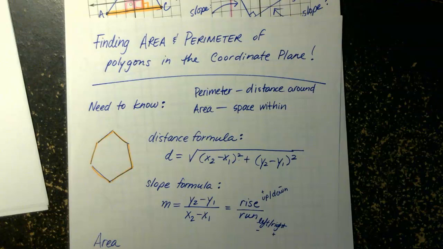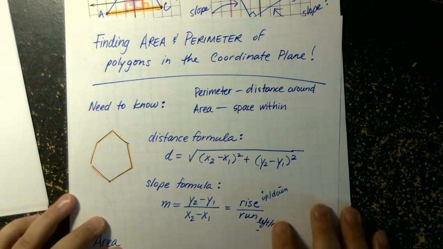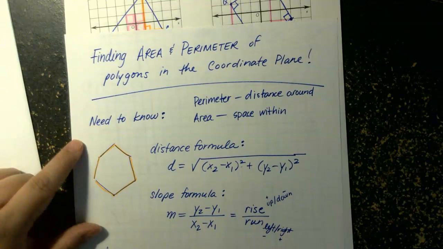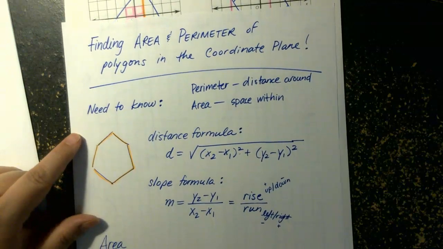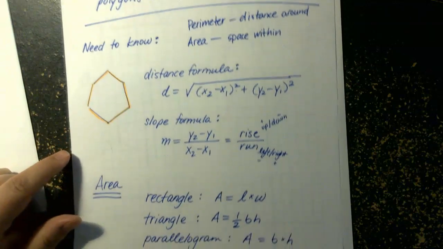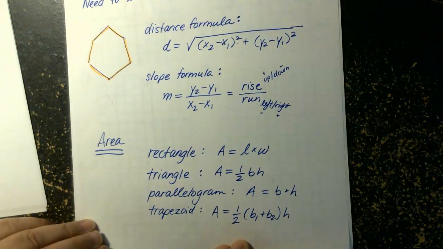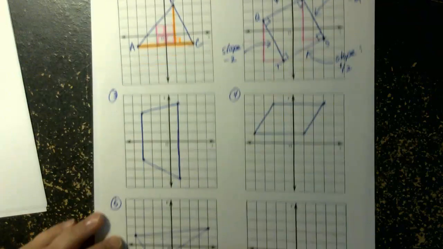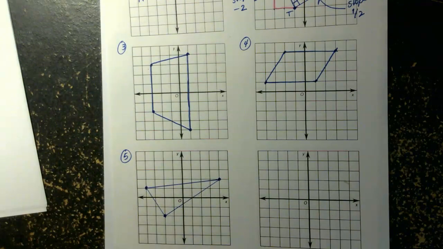Hello, geometers. This is Miss Backfish, and I am here to resume talking about area and perimeter of polygons in the coordinate plane. This is just a reminder. This is video 2. In video 1, we talked about perimeter, area, distance formula, and particular area formulas for various shapes. We also did these two problems, and now we're ready to finish off 3, 4, and 5.